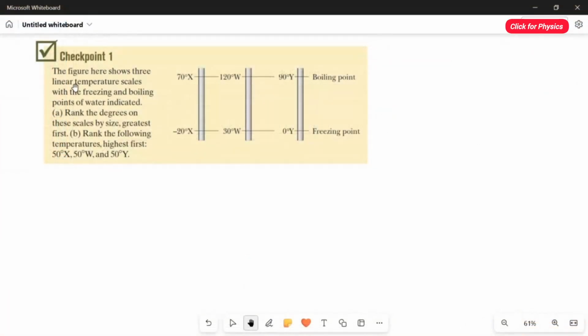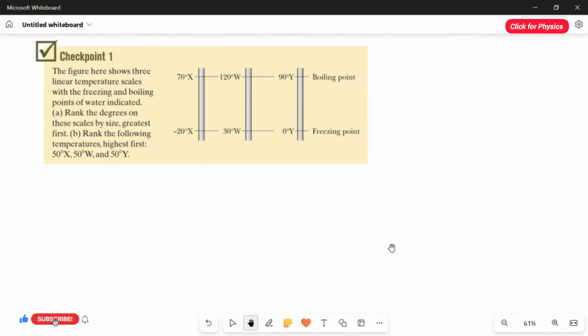Checkpoint 1. The figure here shows three linear temperature scales with the freezing and boiling point of water indicated. You can see there are three scales, and the topmost values refer to the boiling point for the three different scales, and the bottom values to the freezing point. Now what we have to do is rank the degrees on the scales by size, greatest first.